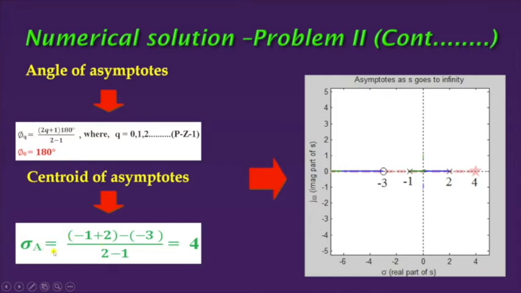Then find the centroid of the asymptote. σA equals summation of poles minus summation of zeros, divided by p minus z. So (−1 + 2 − (−3)) divided by (p − z), and this answer is 4. This is the centroid of the asymptote. From this centroid, draw the asymptote. The angle is 180°, so this is the only one asymptote.